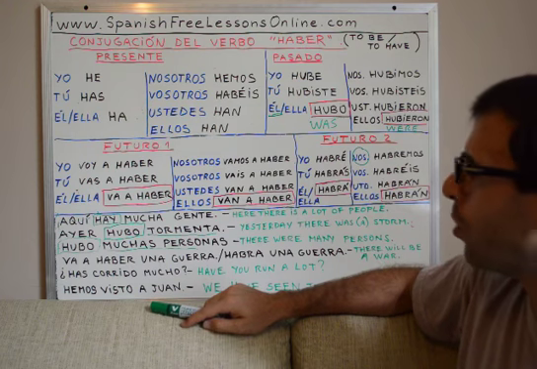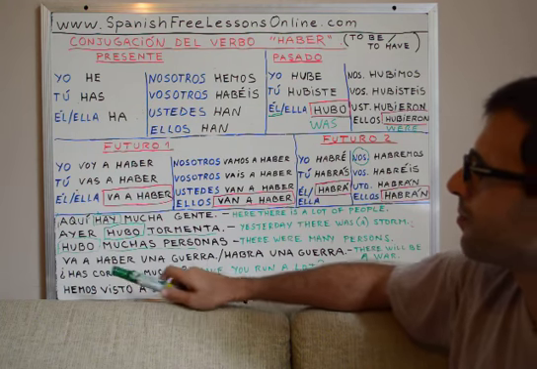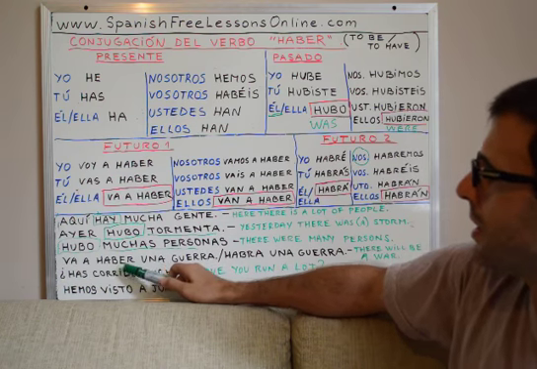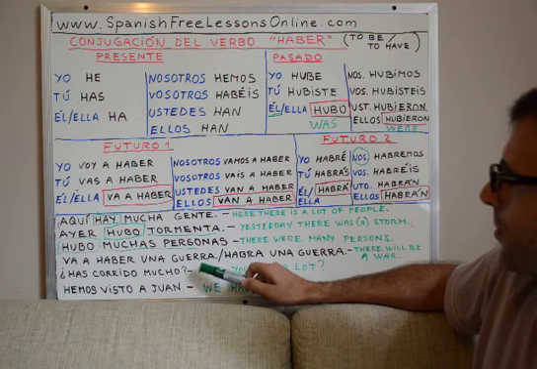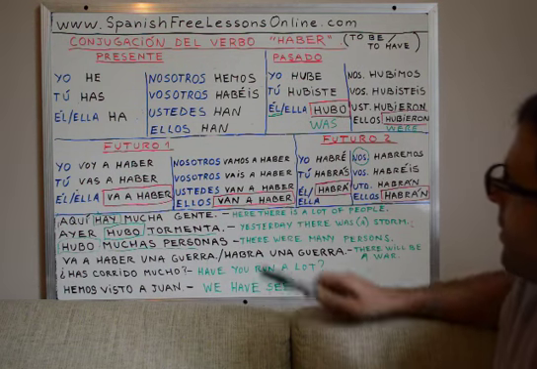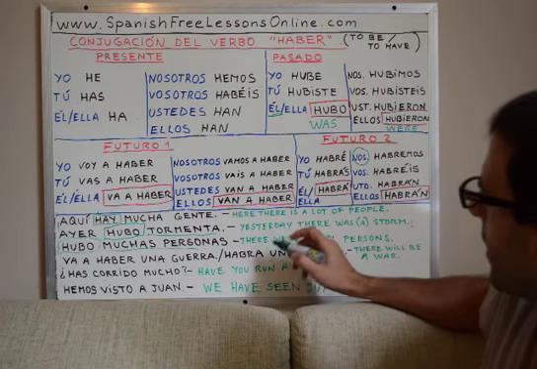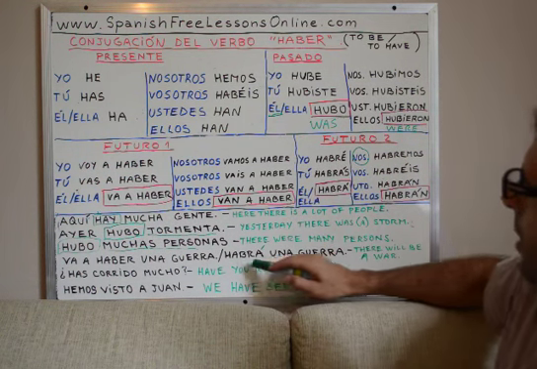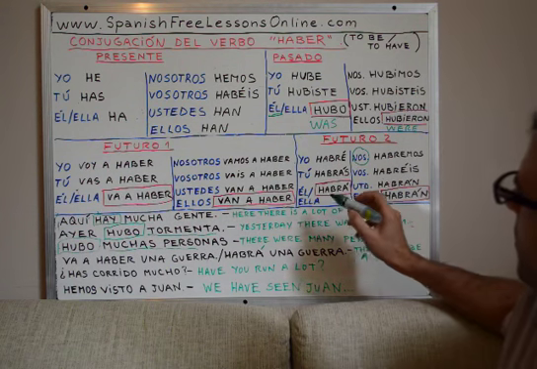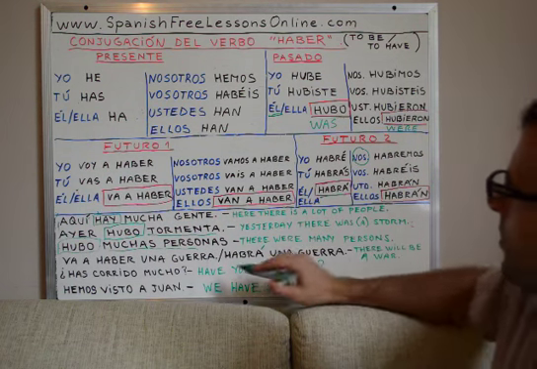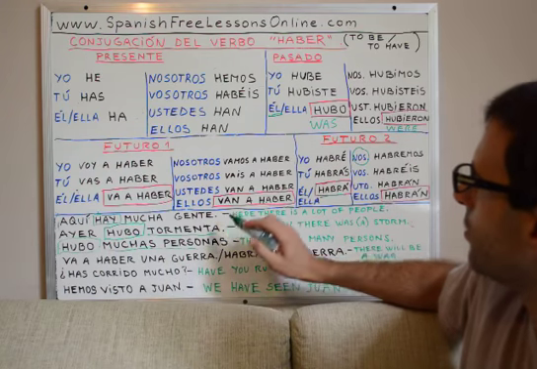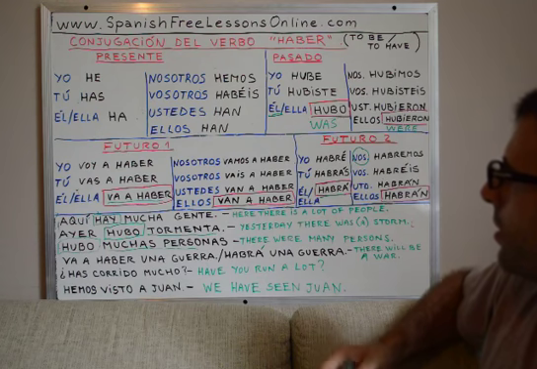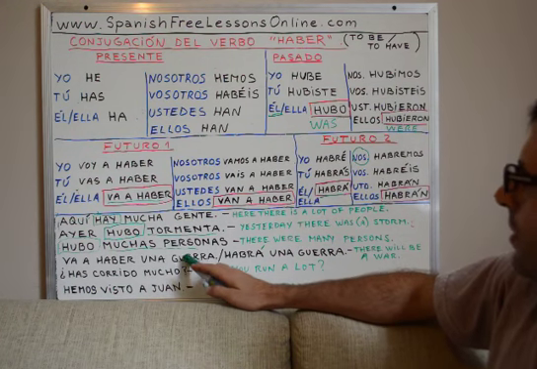So our next example is va a haber una guerra. There will be a war. Guerra is war. So there will be a war. We can also say it habrá una guerra. Habrá una guerra. Here we are using future number 2. Here we are using future number 1. Va a haber, right? And they are exactly the same. They mean the same thing.